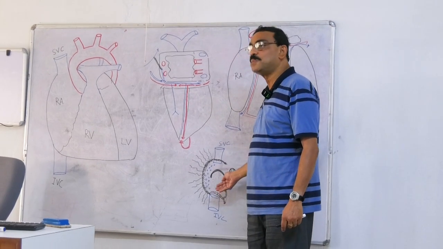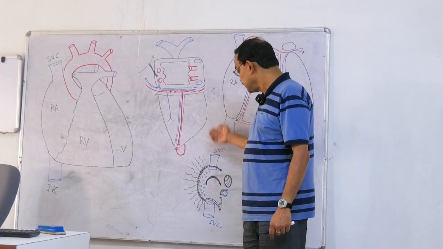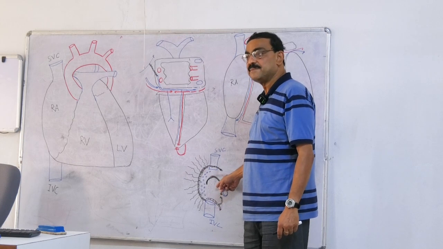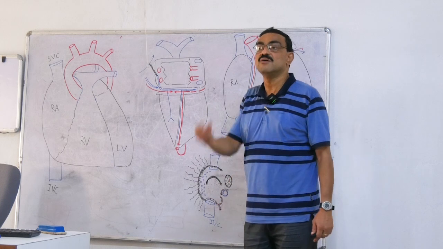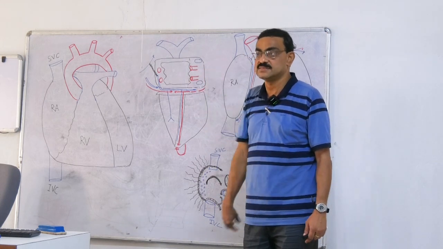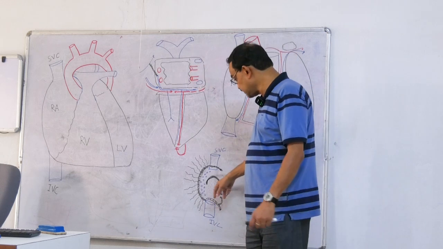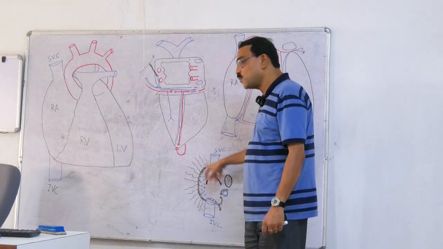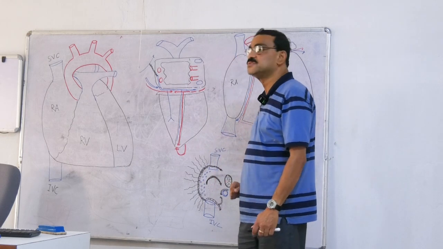And over the smooth part, just over the interatrial septum, here we can see one depression, which is called the fossa ovalis. Fossa means any area where you can lodge something, fossa ovalis. And above that, one ring-like ridge, which is called the limbus fossa ovalis.